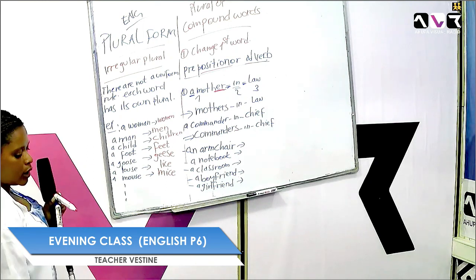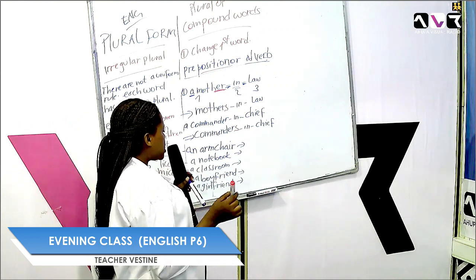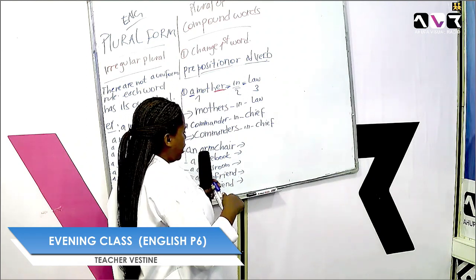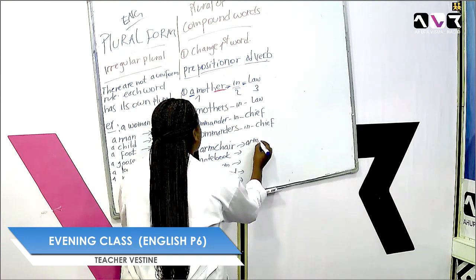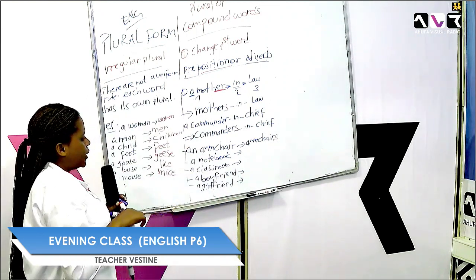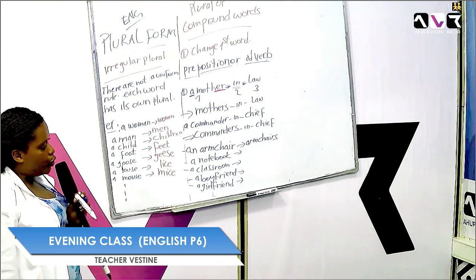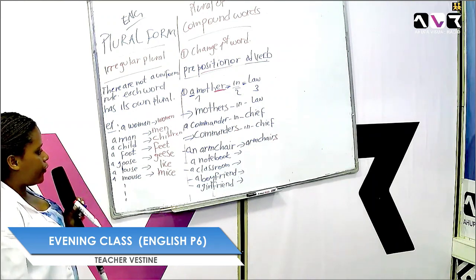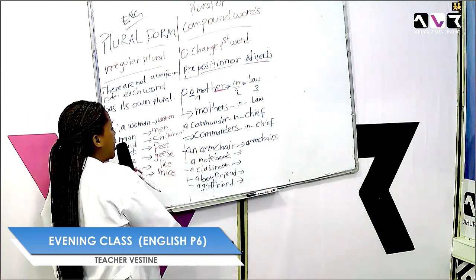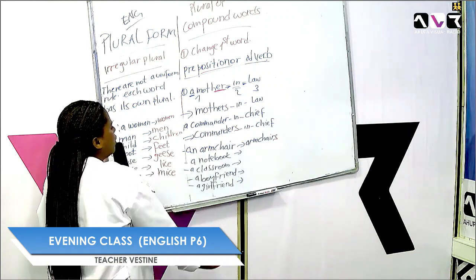When the compound noun is written in one word, we add s or something else depending on the word. Here we have armchair. When there are so many, we say armchairs. When the compound noun is written in one word, you have to see the last word, which is a simple word. How do you make it plural? It follows the same rules. Here you have an arm and a chair. As for chair, when you put it in the plural form, you say chairs, and it is the last word.